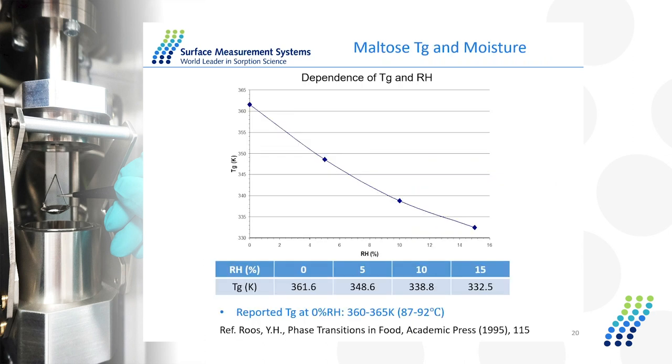And here's an example for the maltose sample for the dependence of Tg value with the changing RH. With the presence of moisture as the plasticizer, the glass transition temperature will have a significant decrease with the increasing of humidity. And the Tg value for the maltose at dry condition here is about 88 degrees. It's highly consistent with the reported value in the literature, between 87 degrees and 92 degrees. So this means the DVS data is compatible with other traditional methods as well.